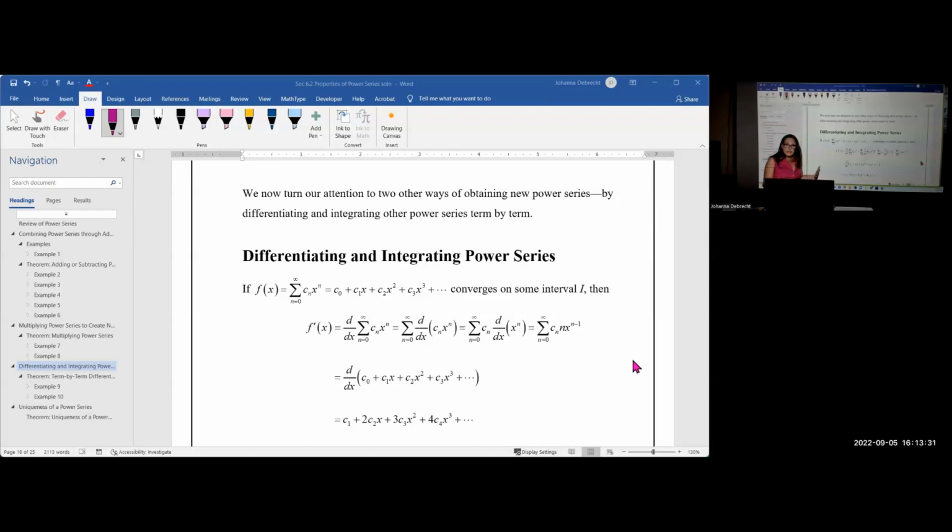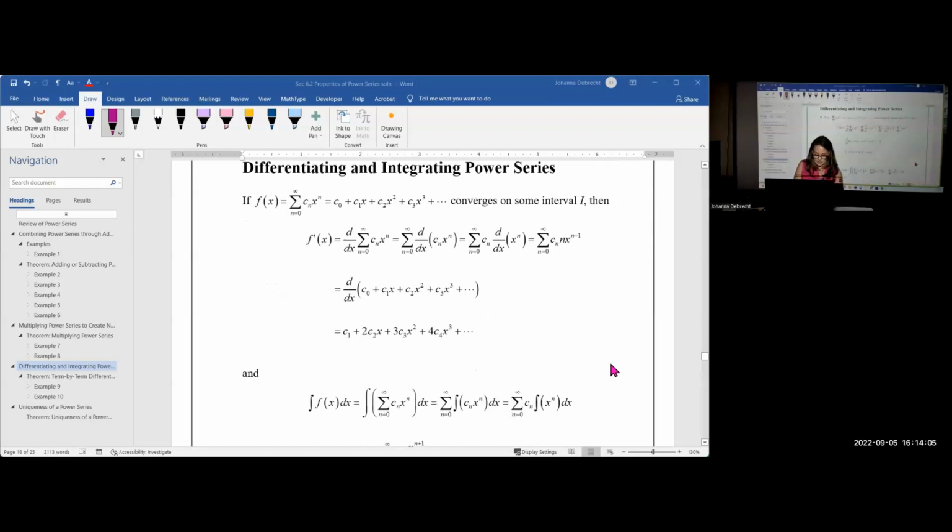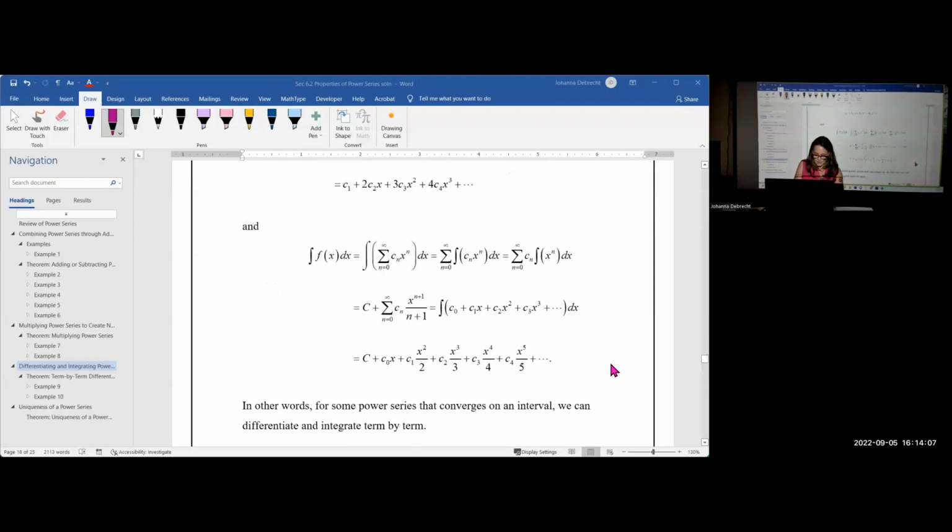Now, if we were to write this out in the terms c sub 0 plus c1x plus c sub 2x squared and so on, and we were to take the derivative term by term, well, the derivative of a constant is 0, so the first term drops out, and we get c sub 1 plus 2c sub 2x plus 3c sub 3x squared plus 4c sub 4x cubed, and so on. So there is a pattern developing. Now, this is what would happen if we were to differentiate it. What would happen if we were to integrate it?